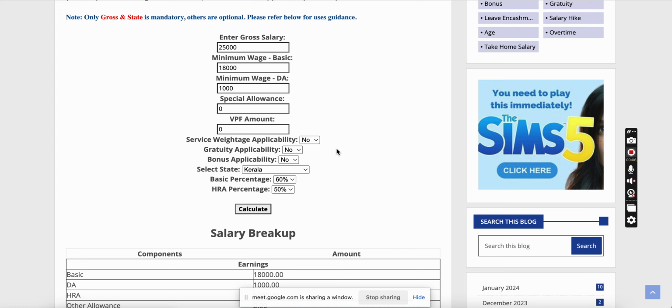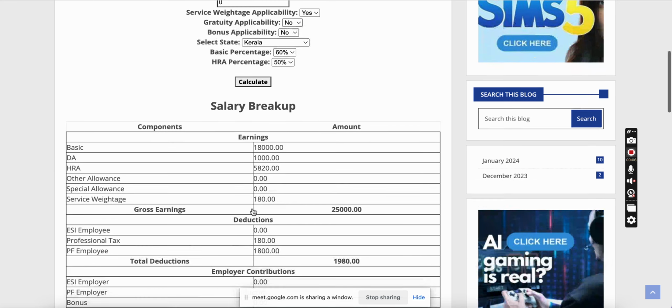It's a statutory rule. The government has decided that 1% of basic salary should be paid as service weightage to the employee, and PF also to be contributed on that. This is the simple rule by the Karnataka state government, and it is applicable only to the employee who has completed 1 year of service in the organization. So when you are preparing it for an employee who has completed 1 year, you have to say yes and calculate. See, 1% service weightage is calculated on basic salary: 18,000 basic salary, 1%, 180 rupees.